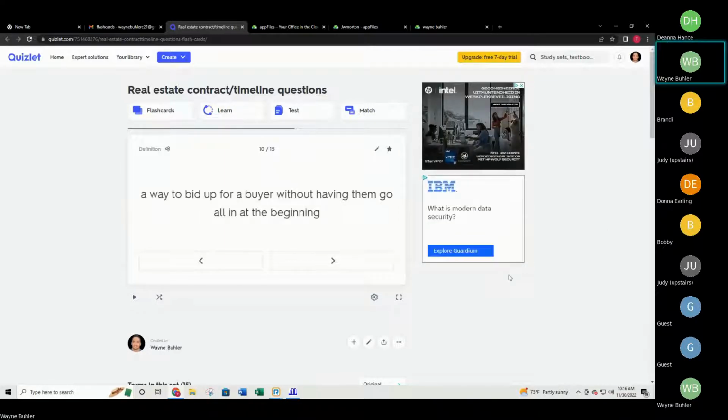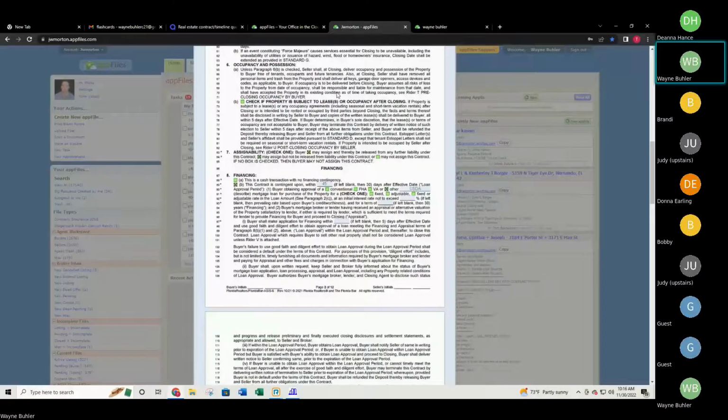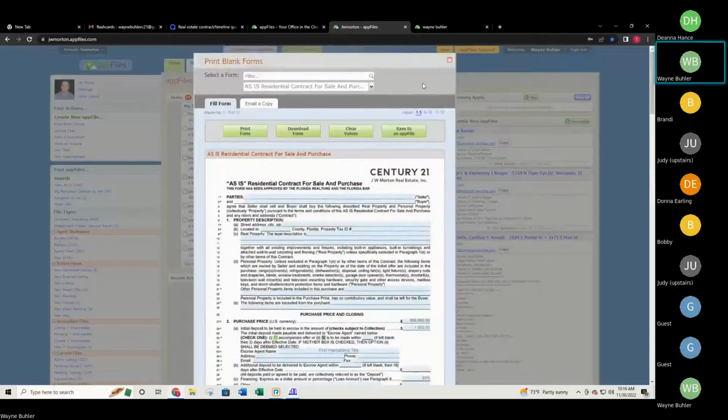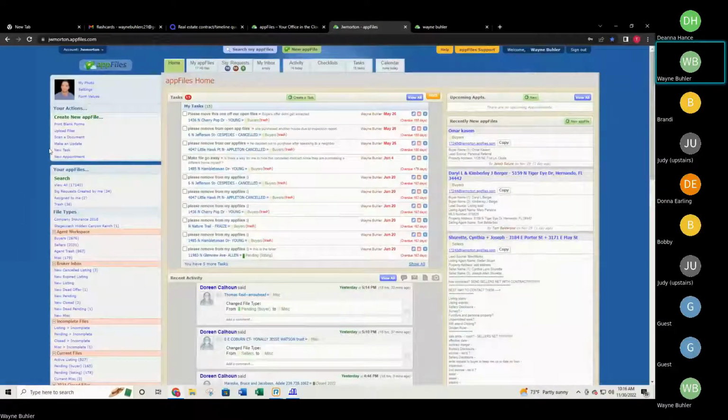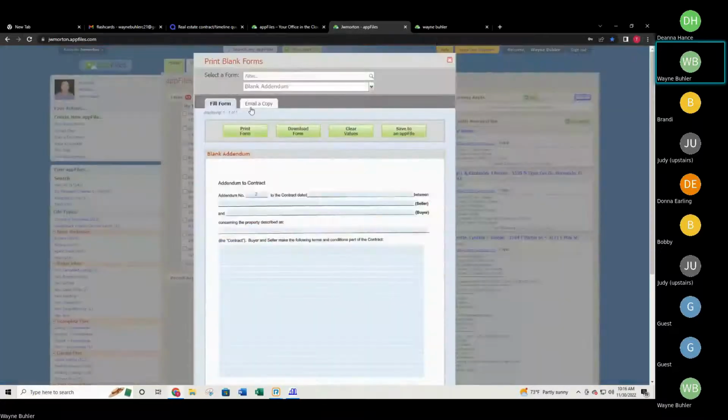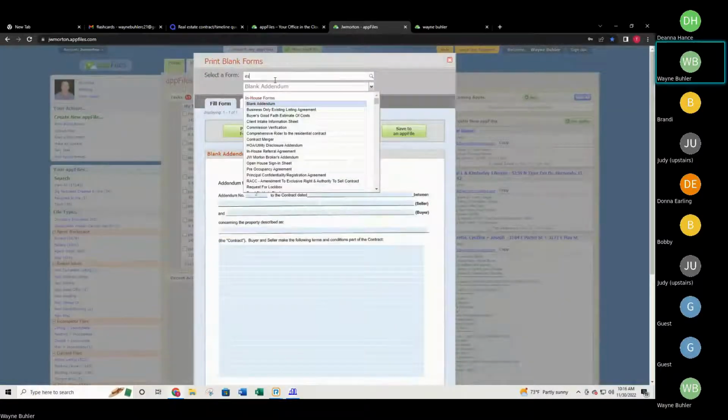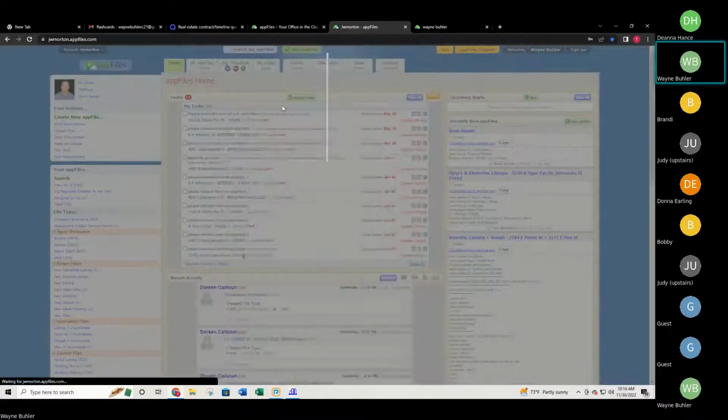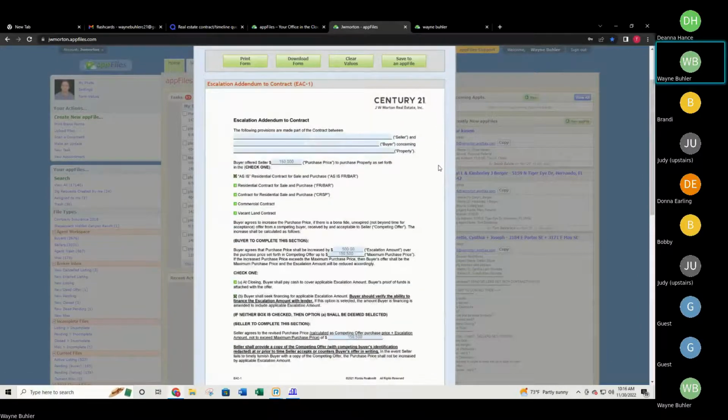So I did a quick end, but it's a way to bid up for a buyer without having to go all in at the beginning. And I'll pull it up real quick. We're going to talk about it. They become less apparent because obviously multiple offer situations are not as prevalent as they once were, but there are enough new agents that I wanted to make sure I covered the bases.